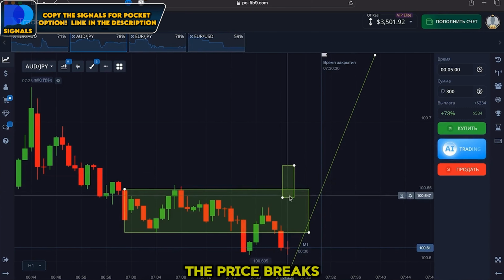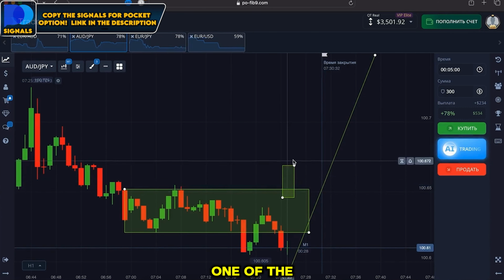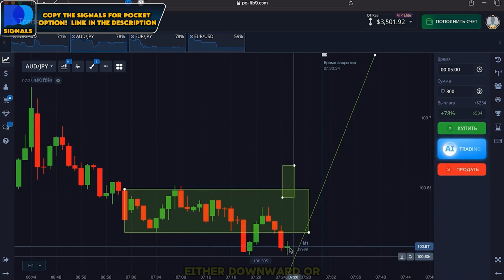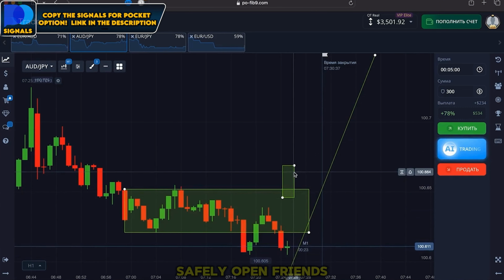That is, when the price breaks through the correction in one of the directions, for example, either downward or upward, then you can safely open.